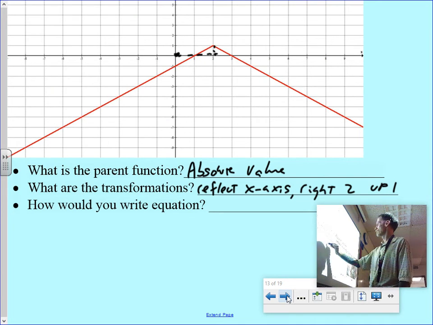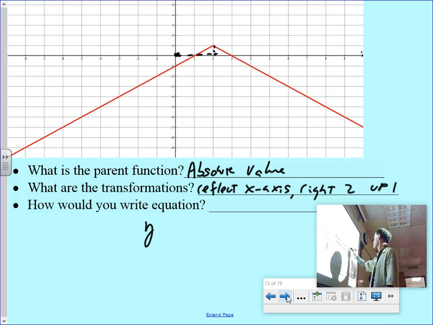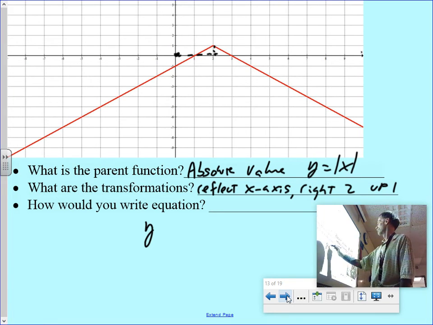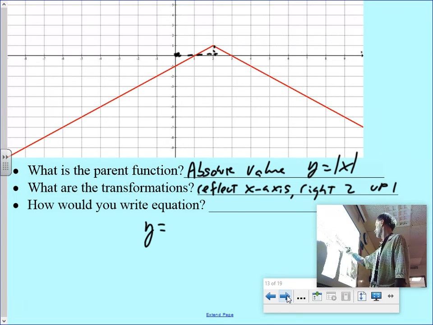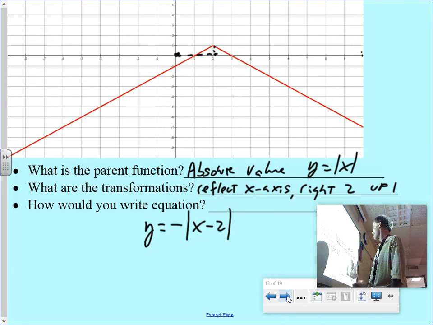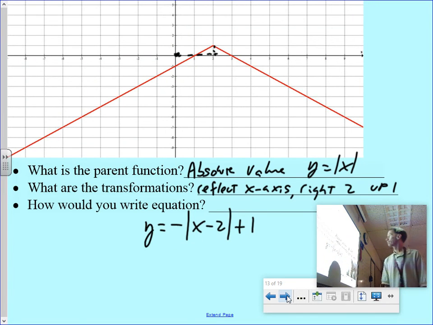So I got everything I need for my equation, so I just do this. Remember, my parent function looks like y equals those 2 vertical lines. So this is going to be reflect across the x-axis. That's an A value, so a negative out front. If it's going right 2, remember that looks backwards. So it'd be x minus 2 inside the bars, and then plus 1. And that will be that function.